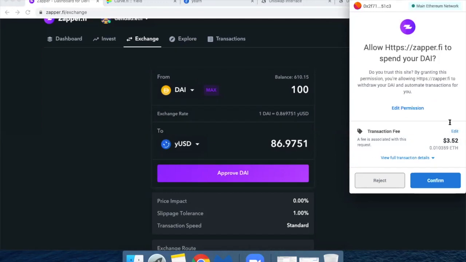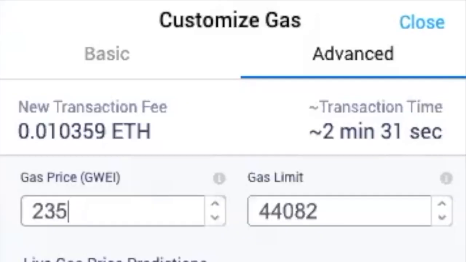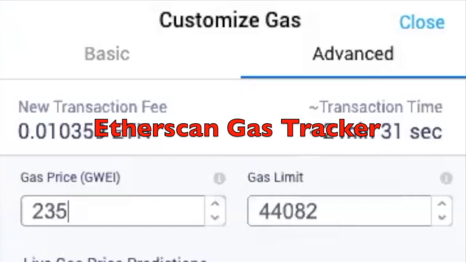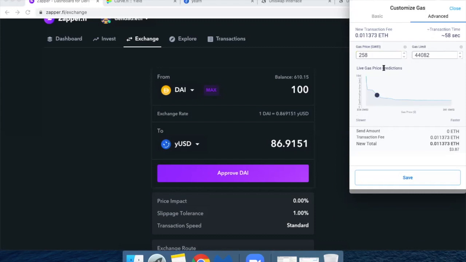And then let's go ahead and change the gas. And so I've looked up on the Etherscan gas tracker that it is about 258 gwei to get the transaction through in about 2 minutes. So I'm going to increase this to 258. This is a classic example of why you check the Etherscan gas tracker or ethgasstation.info. MetaMask does not always estimate the accurate gas price. My transaction could have gotten stuck if I didn't do this.